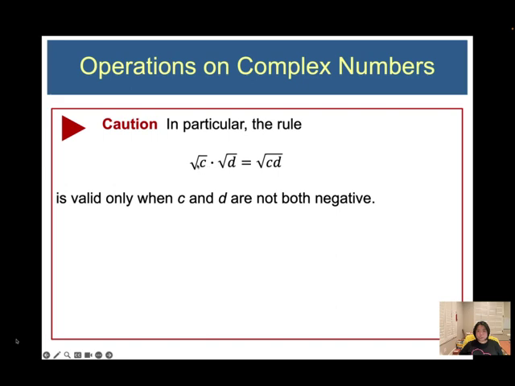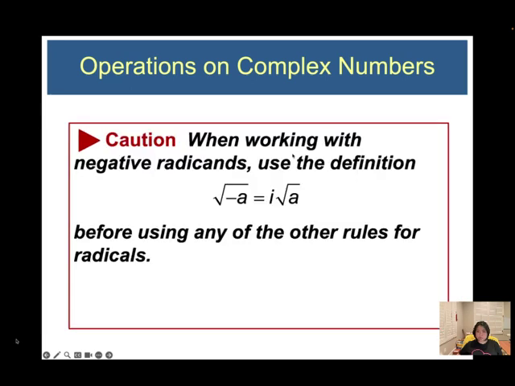We do have the rule like that, square root of c times square root of d. Since both of them are square roots, you could combine c and d together, make it like square root of c times d. Okay, and this is valid only when c and d are not both negative. For the example, if I have a square root of negative 4 times square root of negative 9, the first thing, we don't want to apply this rule. We want to apply this definition first.